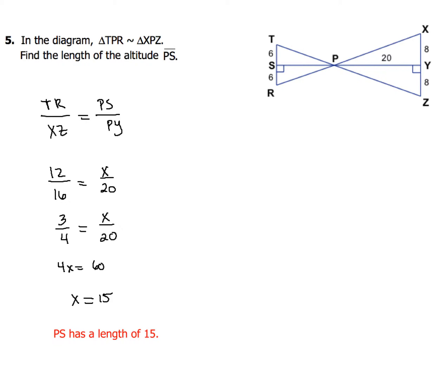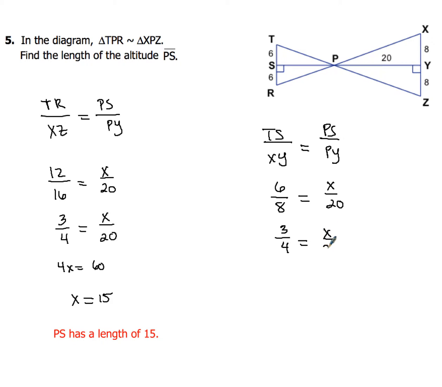But here's my what if question. What if instead of setting up TR over XZ, say instead I set up TS over XY? Would I have ended up with the same answer? So I don't know. Let's just check that out. I'll still have that set equal to PS over PY, but then TS over XY, that's going to be the fraction 6 over 8, and I still have x over 20. Now if I reduce the 6 over 8, that reduces down to 3/4.